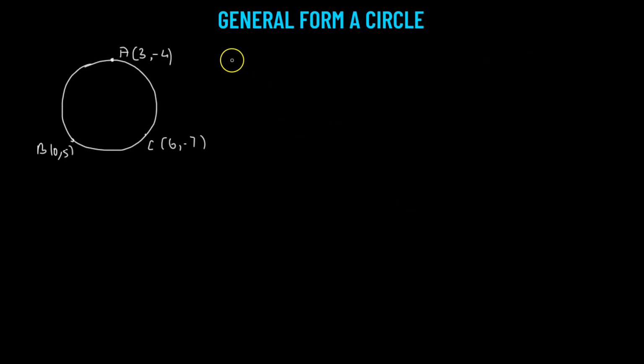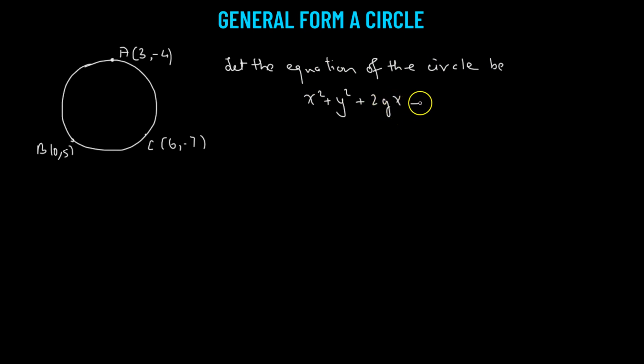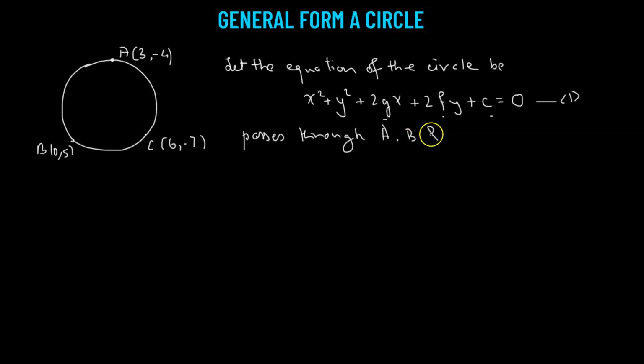So what we can do here is assume the circle to have the equation x squared plus y squared plus 2gx plus 2fy plus c equals 0. Let this be equation number 1. Our goal will be to find out the values of g, f and c. These are the constants. To find the values, we'll take the help of these 3 points. Now the equation of the circle passes through the points A, B and C. So that means each point is going to satisfy the equation of the circle.